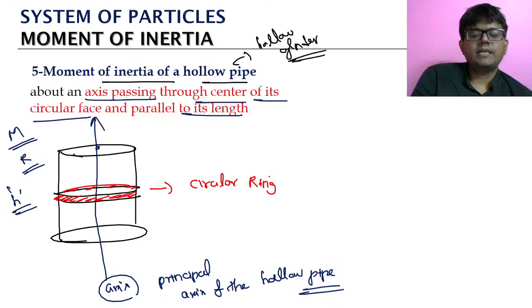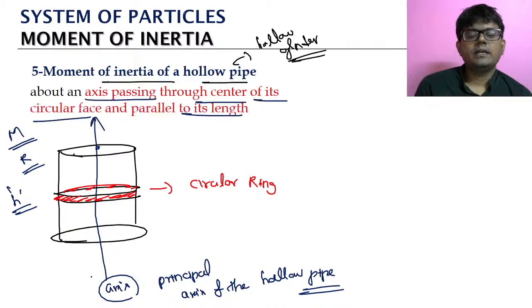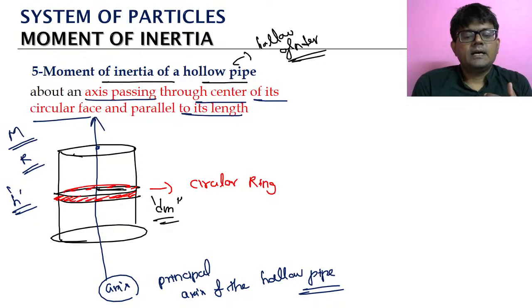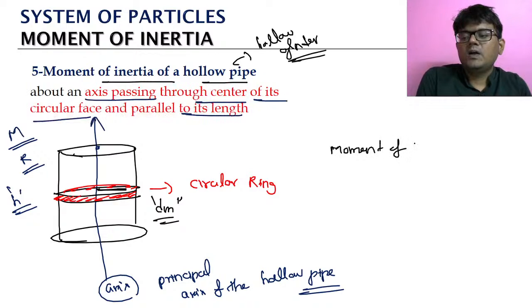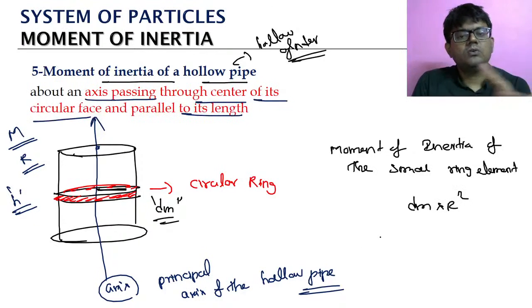Okay, so we'll take the mass of this ring to be dm. The dm னு எடுக்கலாம். So small mass தானா? இப்போ இந்த ரிங்கோட பாருங்க, for that ring the axis is what? Principal axis. So the moment of inertia of the small ring element, நம்ம எடுத்த small ring element moment of inertia என்ன பாருங்க, it will be dm into r square. Mass of the ring into square of the radius.